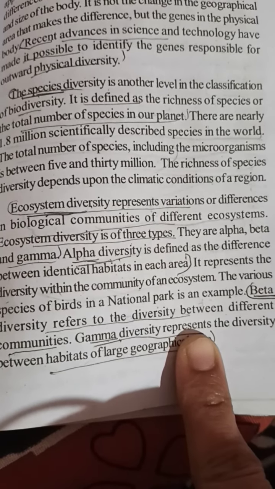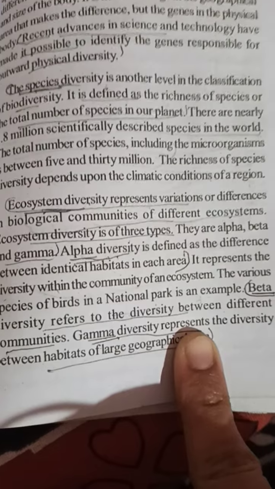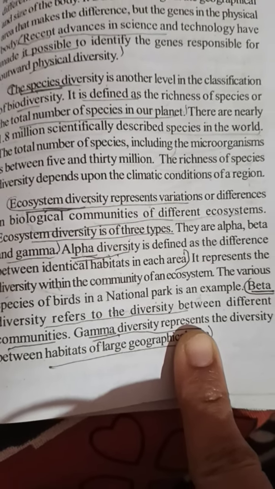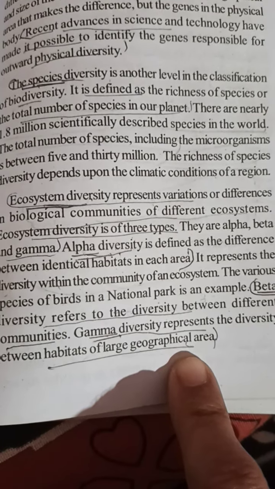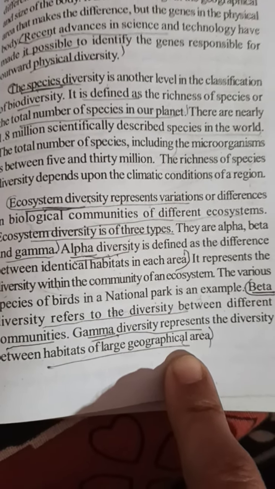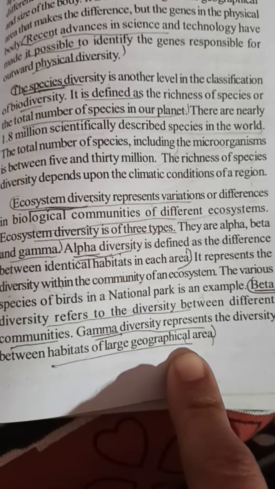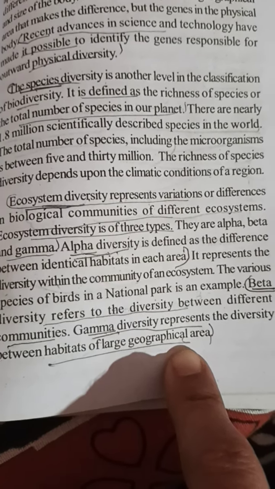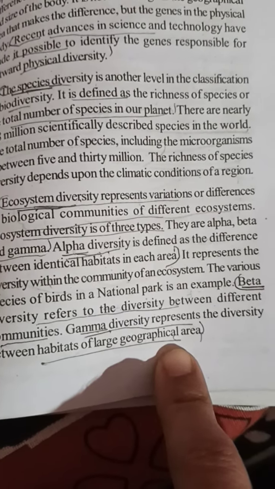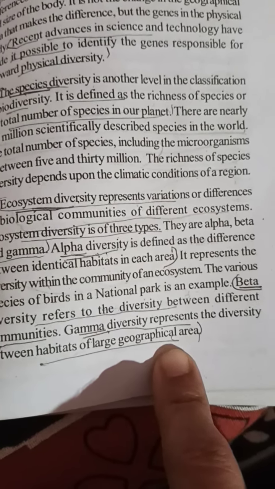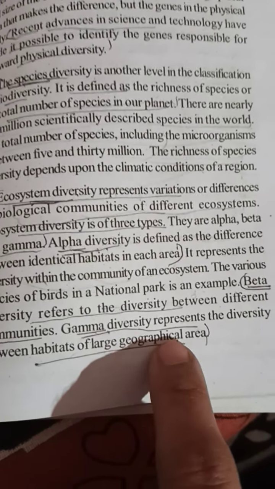Next is beta diversity. It refers to diversity between different communities. The third one, gamma diversity, represents diversity between habitats of a large geographical area. Gamma represents a large geographical area. That is the difference between habitats of a large geographical area, not within a single area like a national park or sanctuary, etc.